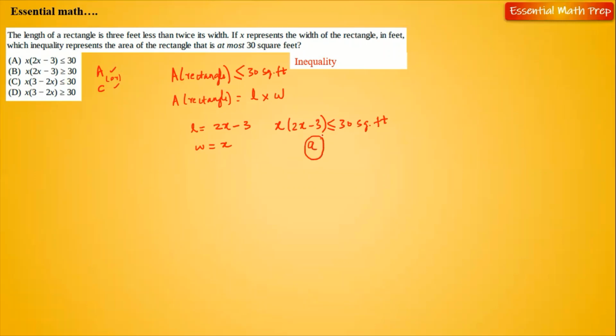Now, why is C incorrect? C is incorrect simply because the question says the length of the rectangle is 3 feet less than twice its width, not 2X less than 3 feet. So it's just not how it's set in the question. So that's why C is incorrect. C is almost there, just not right. So C is not right, which means A is the correct answer.